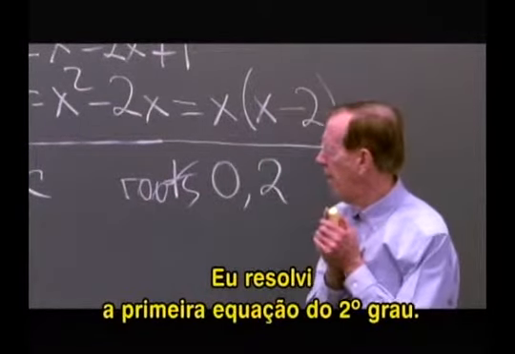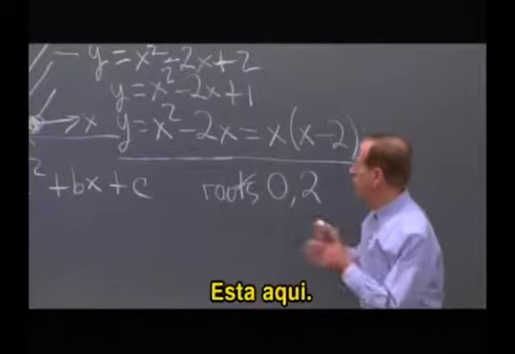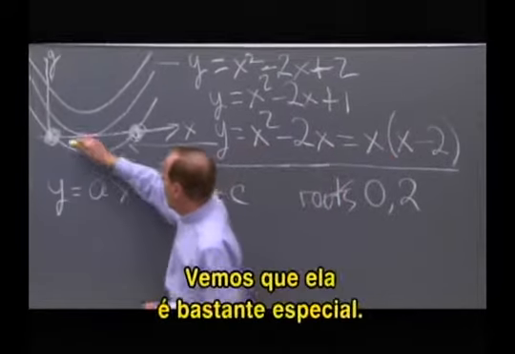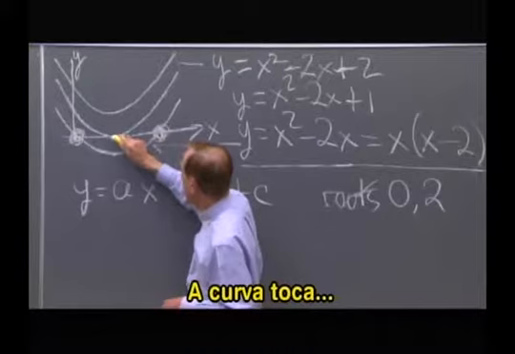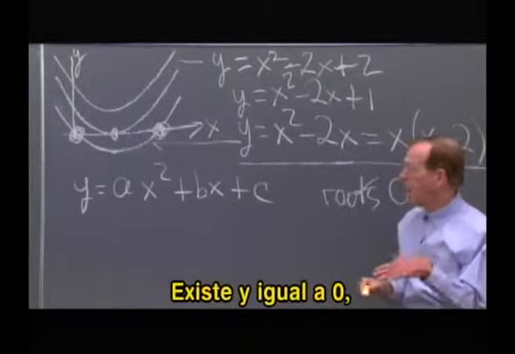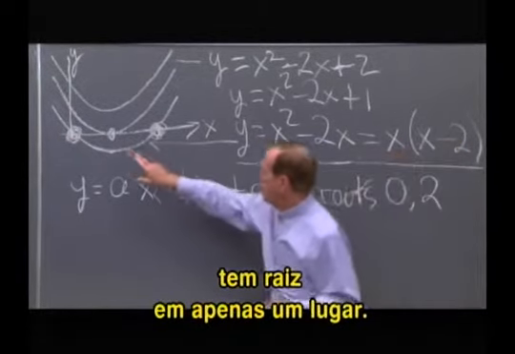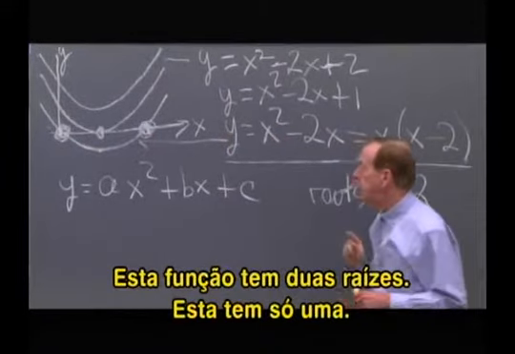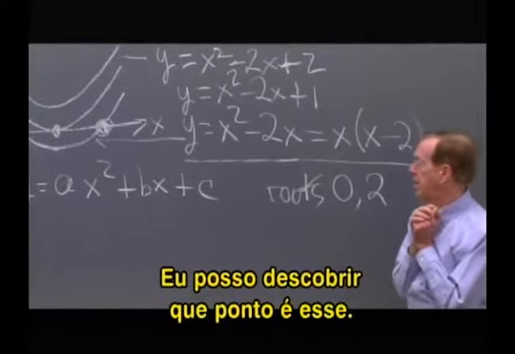Okay, ready for the second guy, this one. What do we see in the picture for that one? That's the middle one. And you see it's rather special. It touches y equals 0. It hits y equals 0. It has a root at just one place. This had a root twice. This one has a root just once. And I can find out where that is.